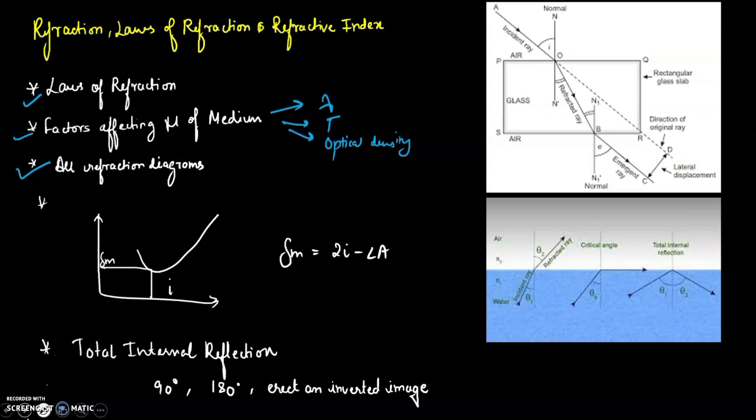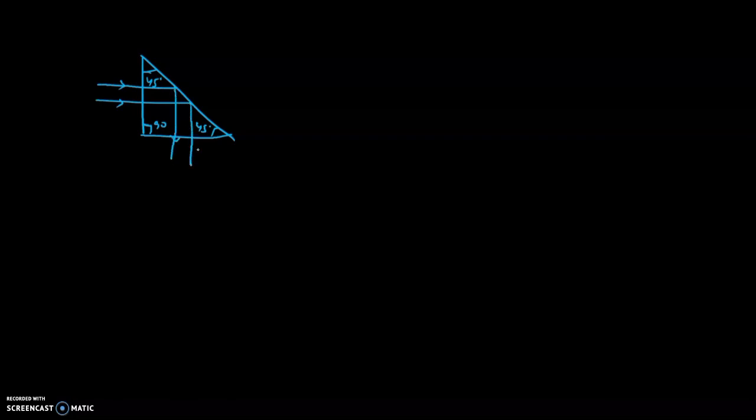Now this is the graph, dependence of angle of deviation on angle of incidence. The formula for angle of deviation is 2i minus A, where A is the angle given. Then this topic TIR, that is total internal reflection. You can check the diagrams from your book: 90 degree, 180 degree, and erect and inverted image. For example, this is the 90 degree diagram, 45 degree, 45 degree. Rays are incident on this, and these are the refracted rays.